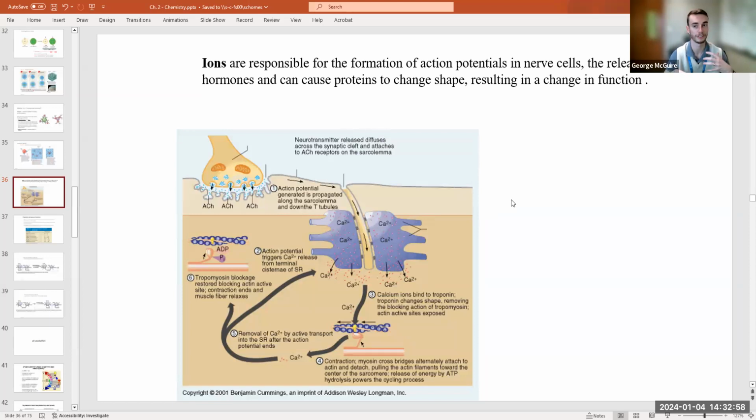We'll look at examples of how the cell moves these ions and what results that produces, such as the movement of sodium and potassium to generate an electrochemical potential, which is what your neurons use to send signals to each other, things like that.